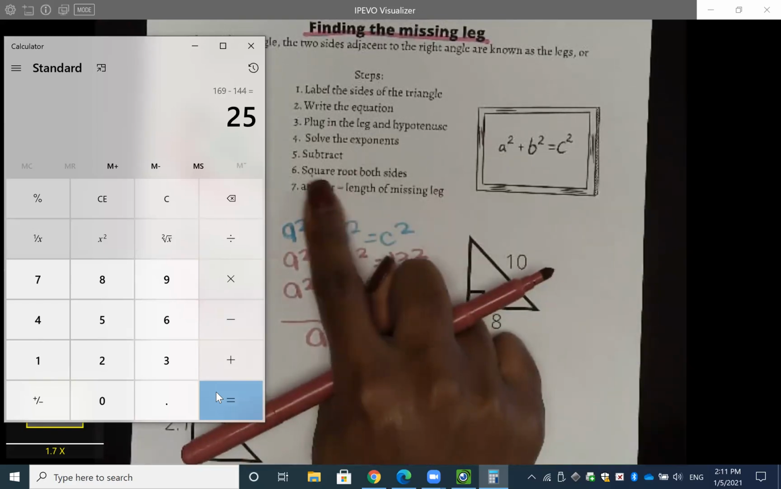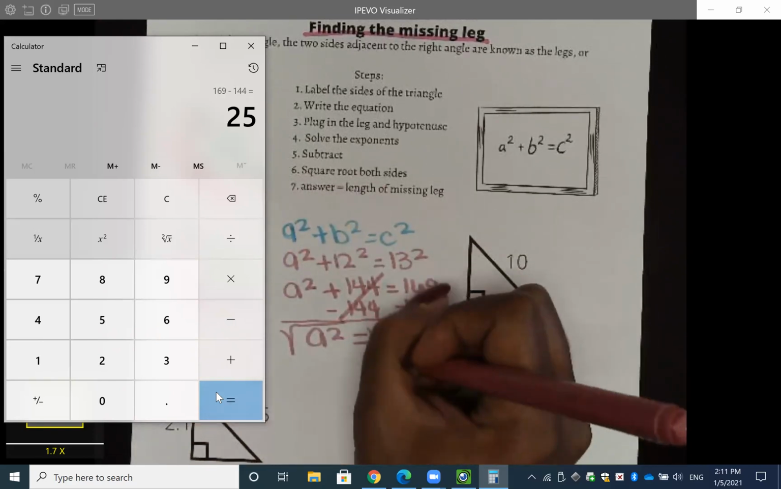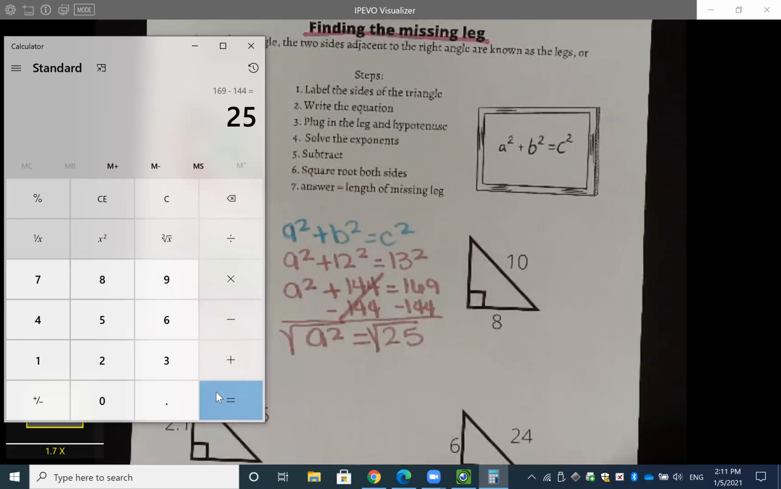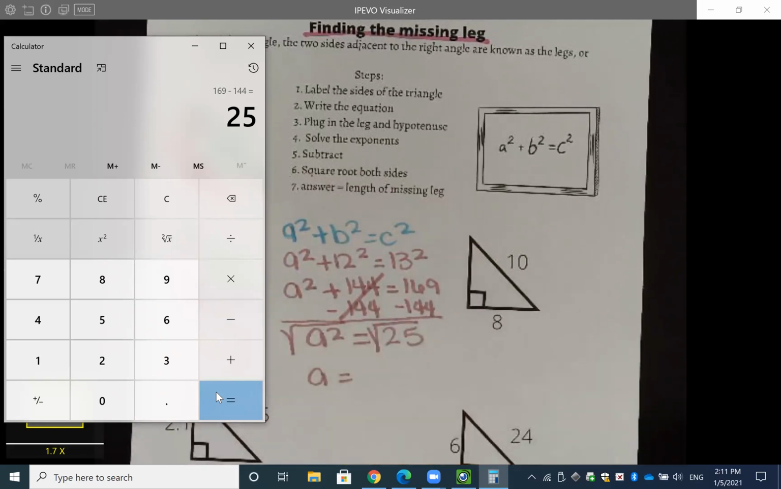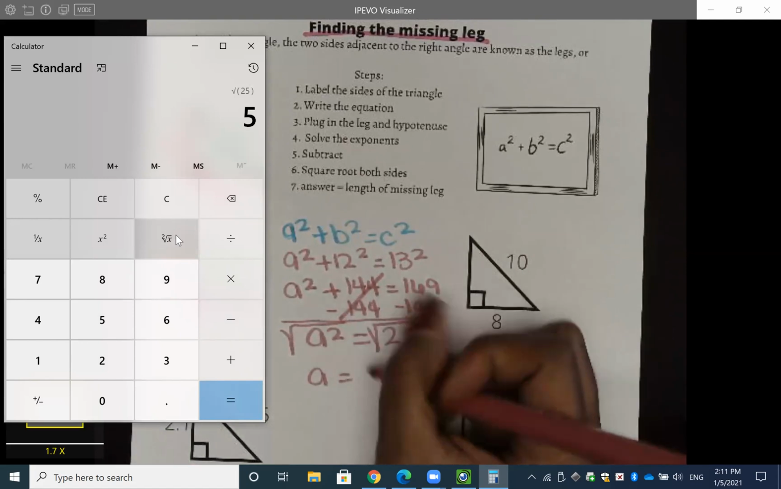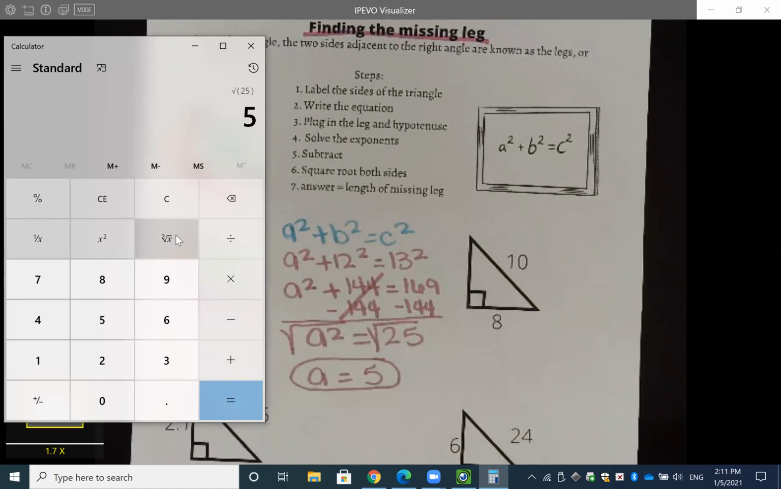The next step says to take the square root of both sides. So I'm going to draw my square root radical on both sides. The square root of A squared is A. And the square root of 25, I would literally put the square root of 25 in the calculator, and that is 5. Oops, sorry. You'll do the square root of 25 and get 5. Okay, so A equals 5. That will be your answer.